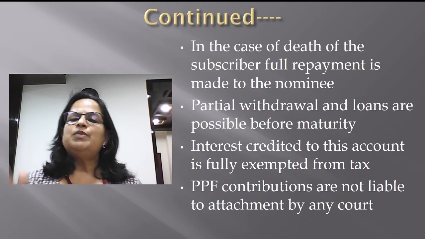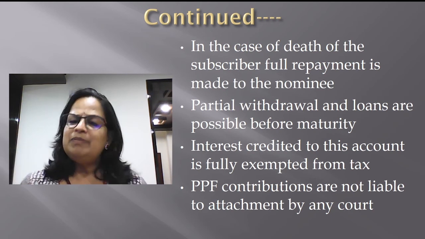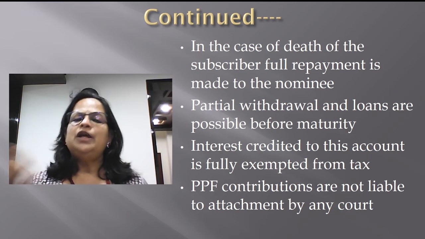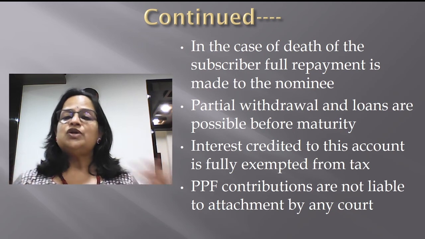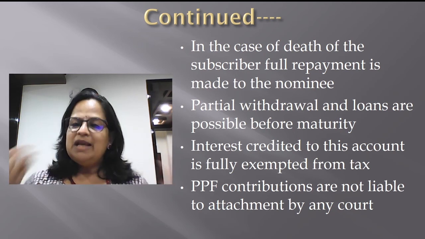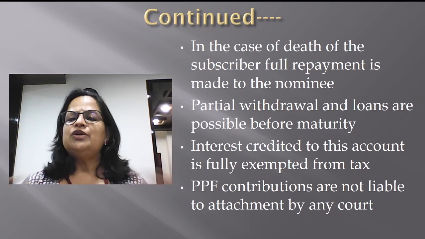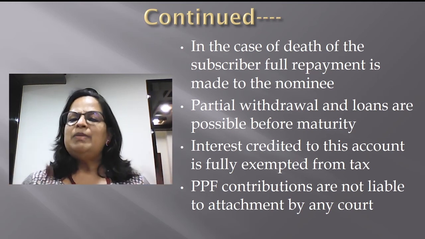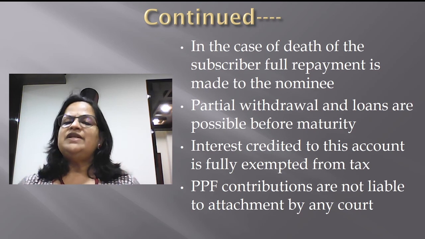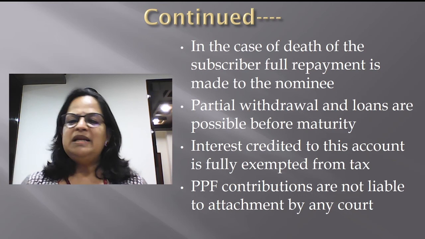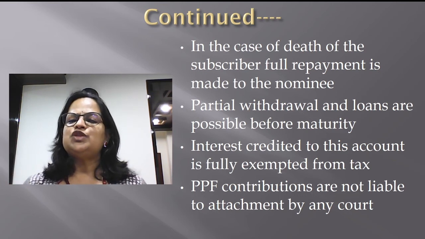Next, loans are possible before maturity. After completing 7 years of payment for Public Provident Fund, you can start taking loans. So you know that salaried employees always depend on loans, maybe LIC loan, housing loan, vehicle loan. See, when they need money for children's education or marriage or anything like that, if a Public Provident Fund is there, after 7 years, they can go and take the loan from that. Then repayment will be there, penal interest will be there, and all that the customer has to pay.